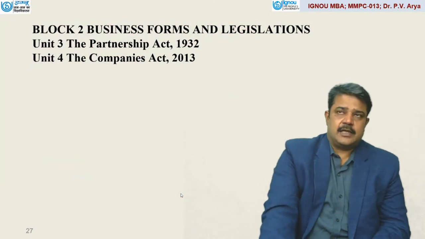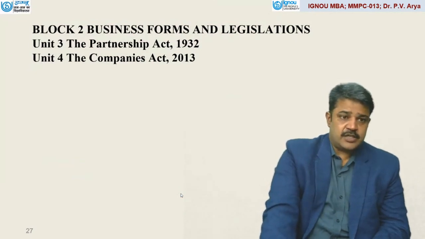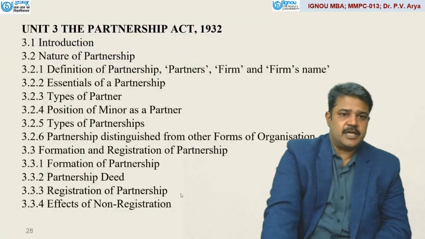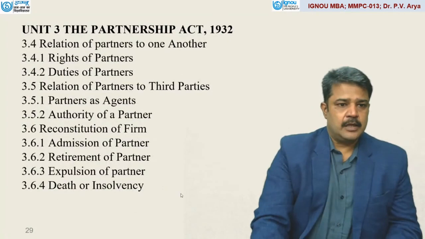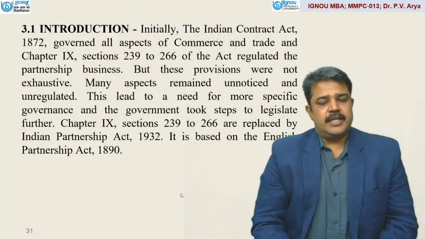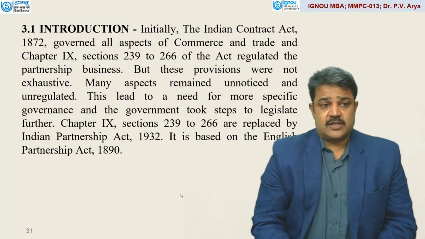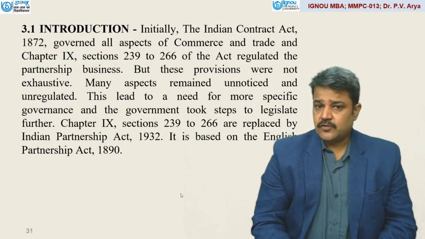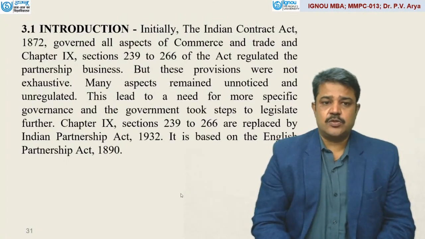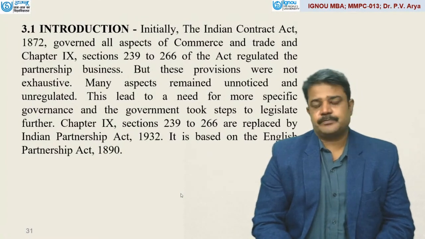Well, with this, we are coming to the third unit in the second block, business forms and legislation. Hopefully, we will be able to cover the third unit, the Partnership Act 1932. Well, it involves various dimensions. Initially, the Indian Contract Act of 1872, as we discussed, governed all aspects of commerce and trade. And in Chapter 9, Sections 239 to 266 of the Act regulated the partnership business.